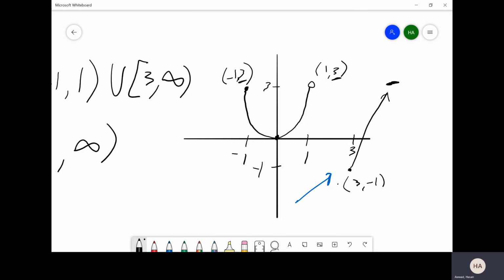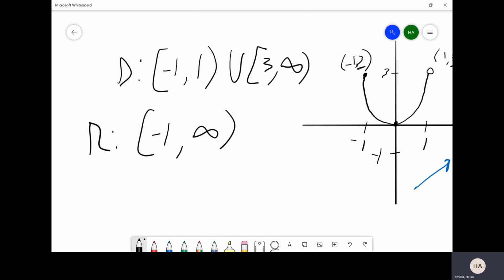And our range of this is basically just the range of the line, because the range of the parabola is contained within the range of the line. So we say that our range, once again, is from -1 to infinity, including -1. Okay, so let's move on here.